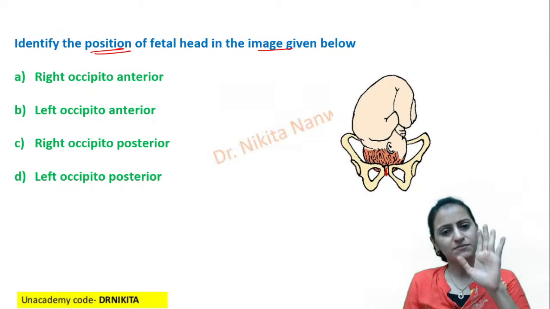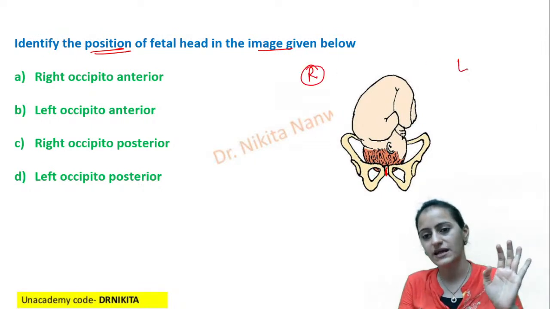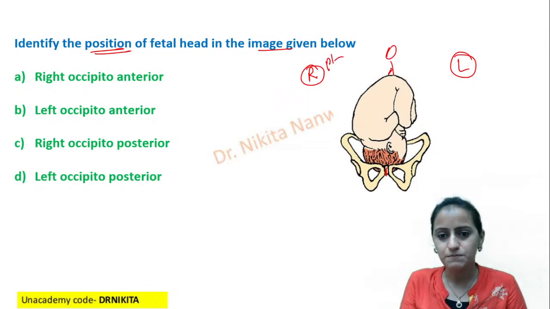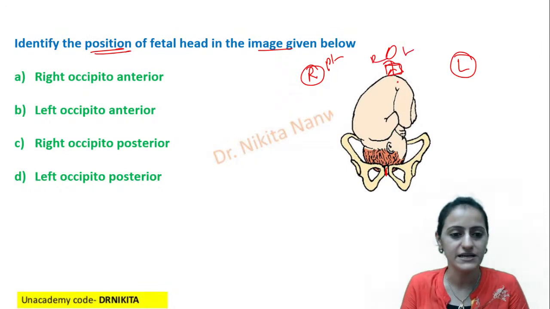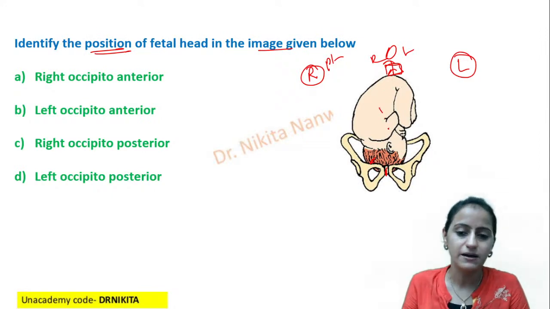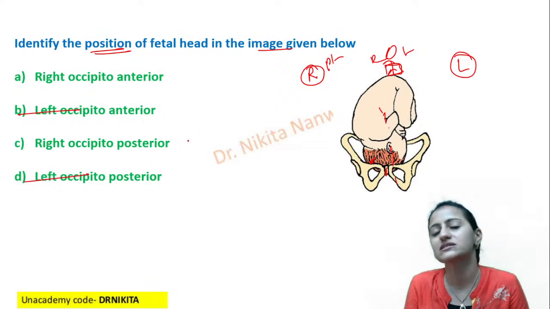Now, similarly to your radiology images, what is your left is basically your patient's right, and this is the patient's left side, right? This is the patient's right side. The patient is like this. This is the pelvis here. This is right side. This is left side. So you have the occiput on the right side, right? ये आपका midline है. Occiput is on the right side. तो left वाला option is out.